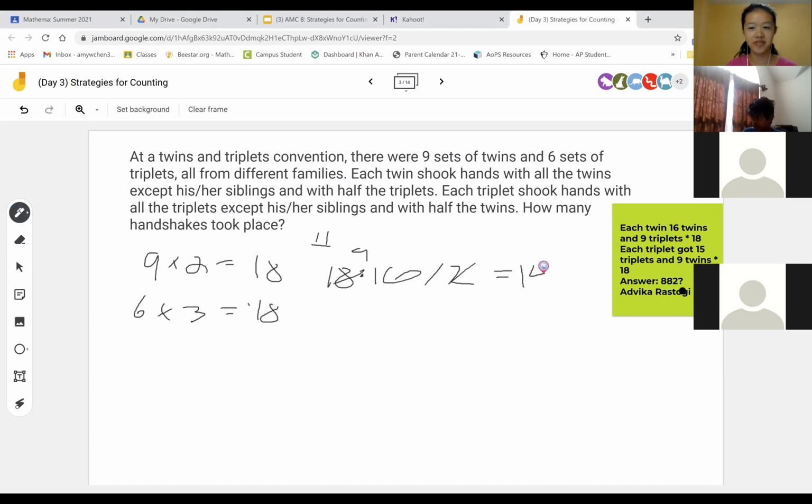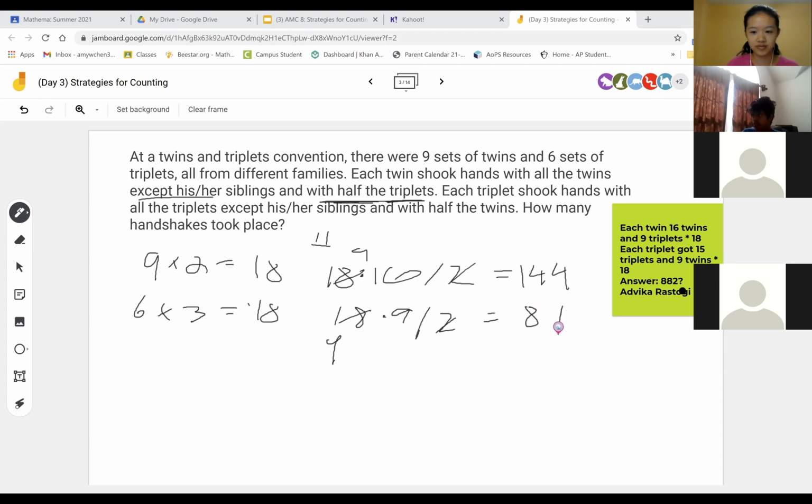Ooh, Advika, you're very, very close, except you forgot one thing. And then another thing is, each twin also shakes hands with half the triplets. So half the triplets is 9 people. So all 18 shake hands with 9 people, but then we have to divide it by 2. And we get 81 here.